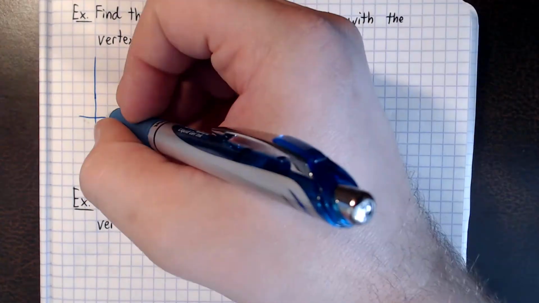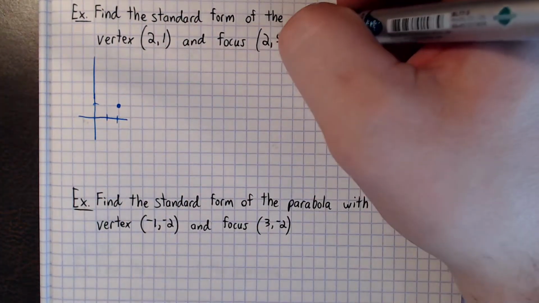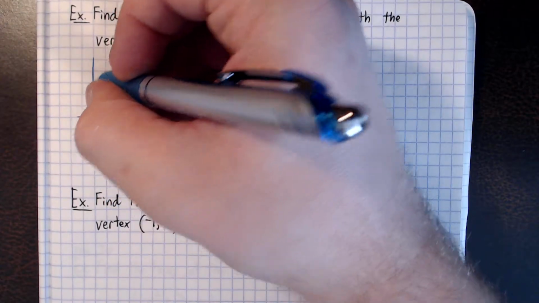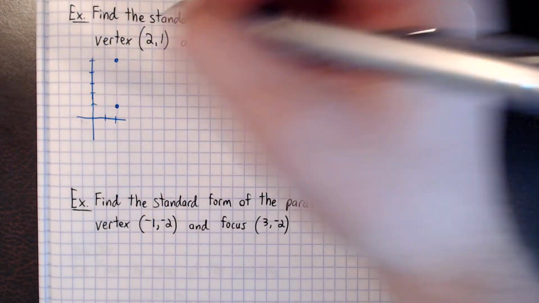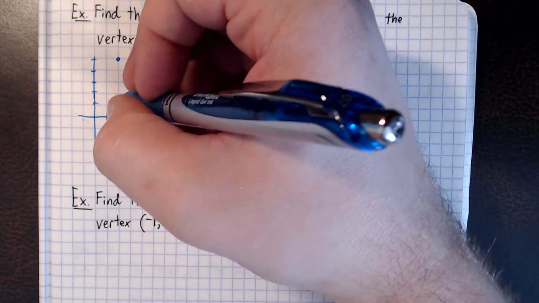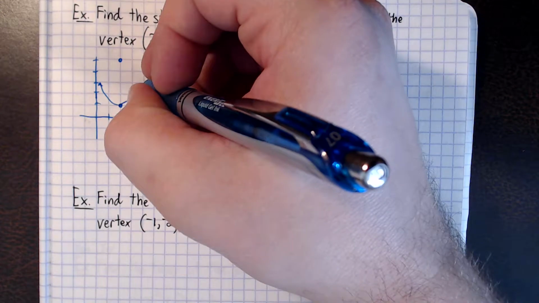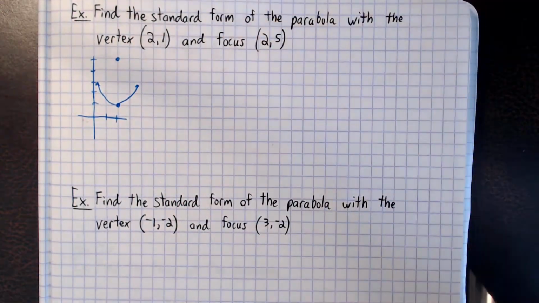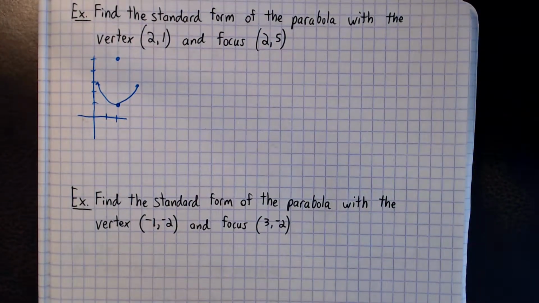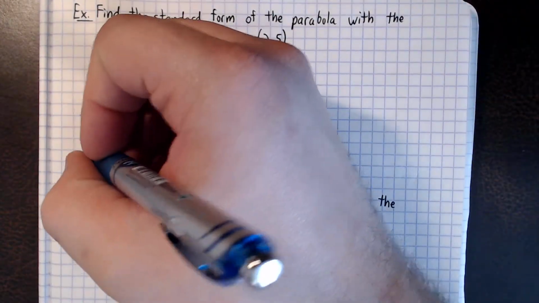Quick sketch, right? We have (2, 1) as our vertex and (2, 5) as our focus. So I already know that if this is my vertex, it's going to end up going up like this around that focus. So I know the general direction.